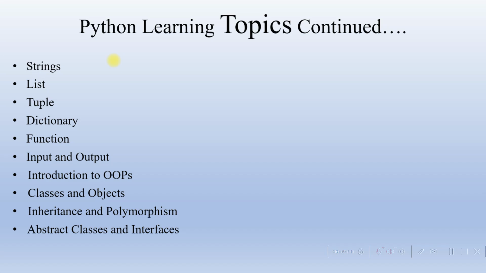Then we will see how we can create classes and objects in Python. Okay. Then we will talk about the 4 different features of any object-oriented programming language, that is inheritance, polymorphism, abstract classes, and interfaces. So we'll see how we can define all those 4 features as per our requirement in Python programming. Okay.